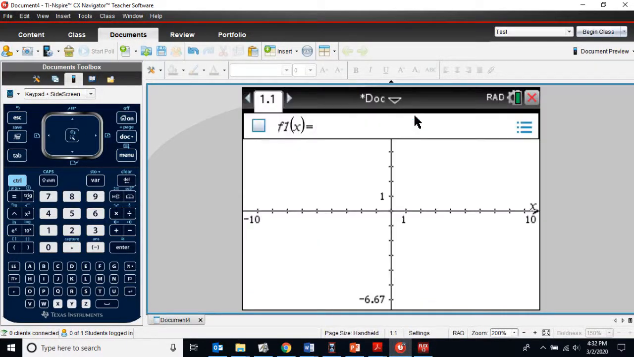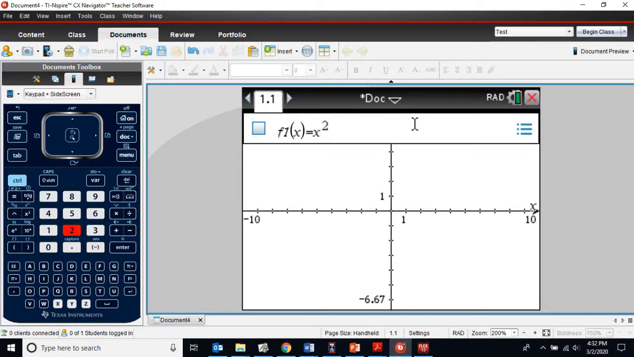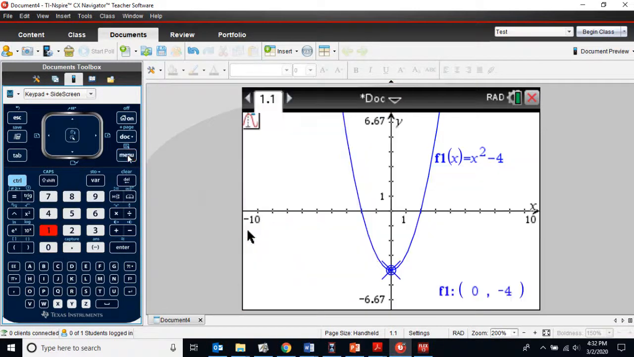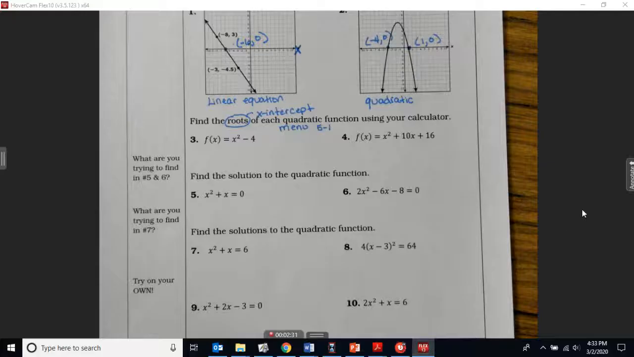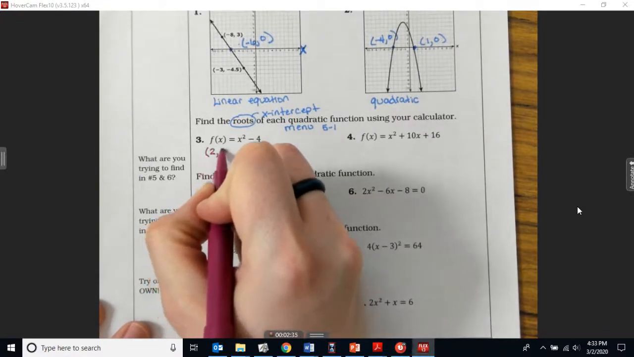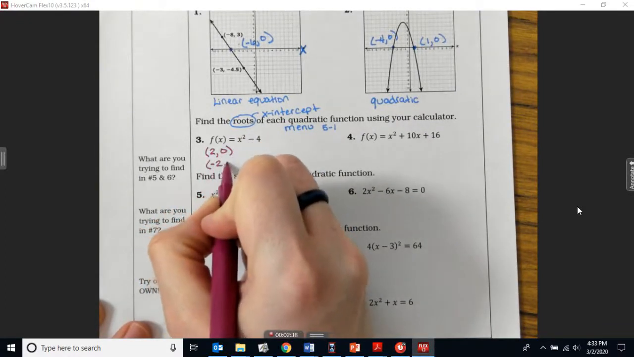Go into a graph page. We type in x squared minus 4. And I can see my solutions, my zeros. It's 2 and -2. But again, if we press menu 5-1 and we scroll, it will tell us the zero is 2, 0. And we scroll to the left, and it will tell us that it's -2, 0. So I'm going to write those down. My zeros are 2, 0, and -2, 0.